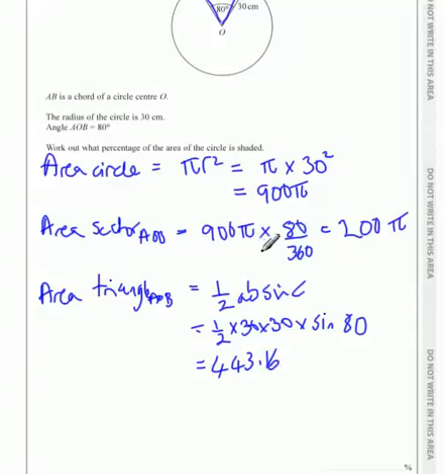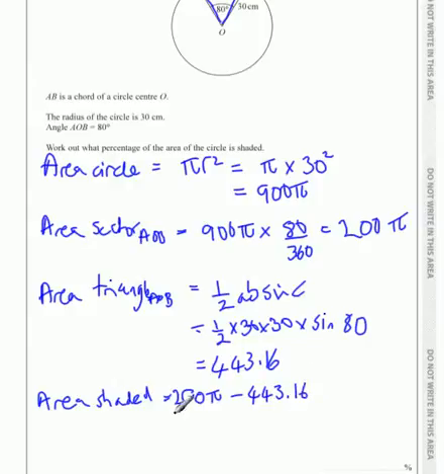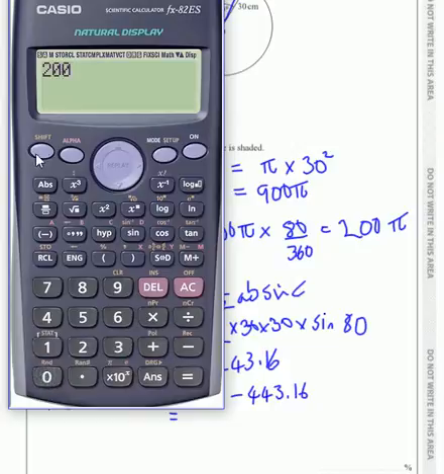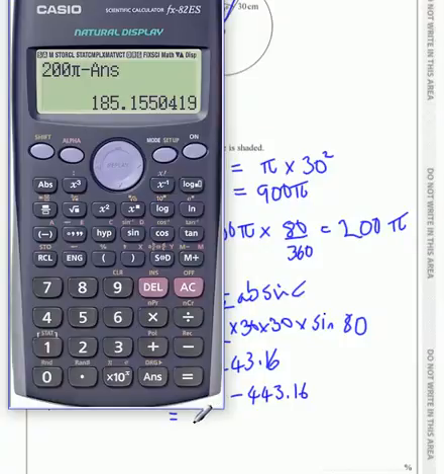Okay, so to find the area of the shaded, we are going to do the area of the sector, take away the area of the triangle. So that is our 200 pi, take away 443.16, using the value from our calculator. So that is 200 pi, take away the answer we have there. That is 185.15.